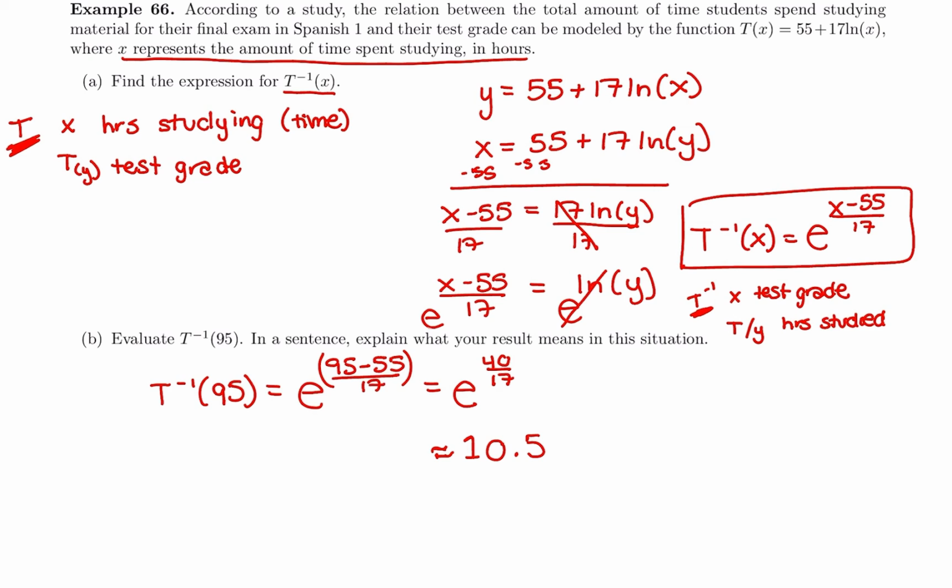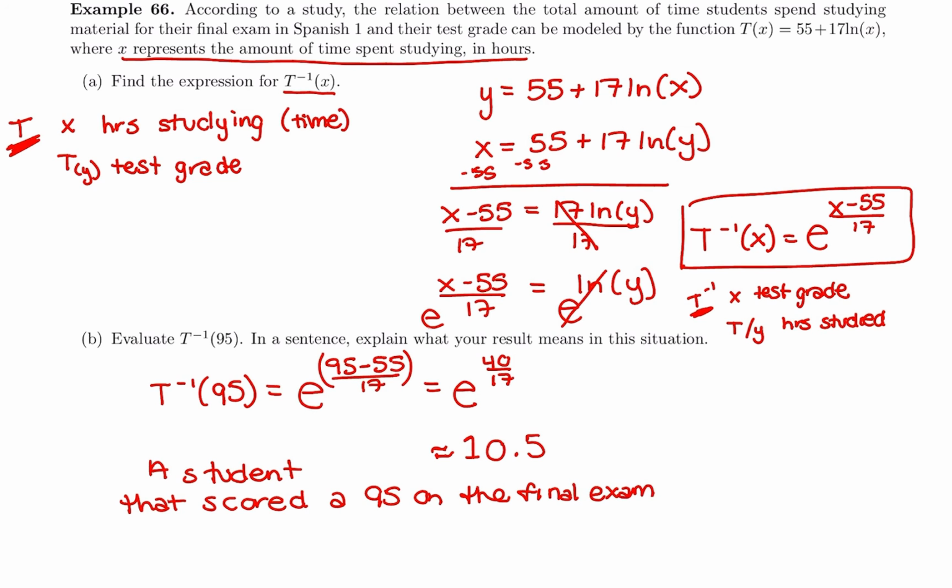So we're going the other way. We're plugging in the test grade and getting out the hours studied. So a student that scored a 95 on the final exam studied about 10 and a half hours.